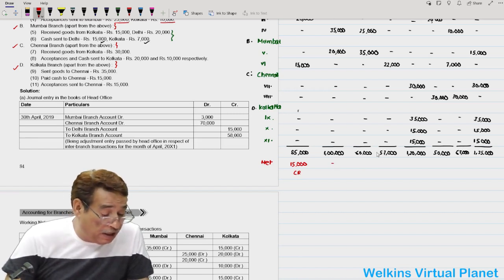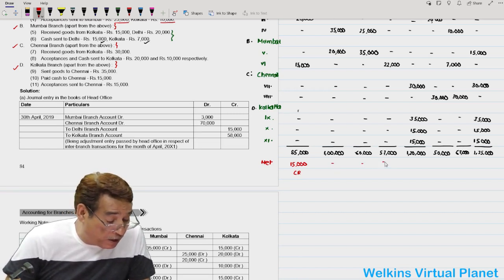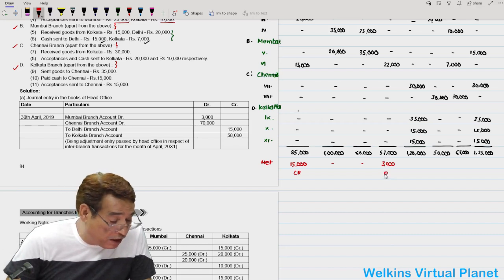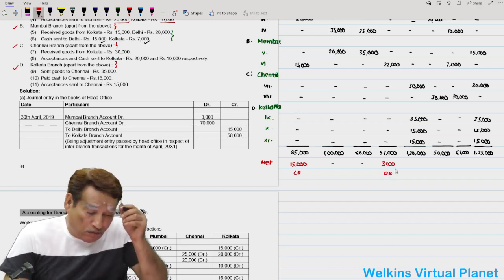Similarly, I will tell you now here, in case of Mumbai, there is balance which is appearing towards the credit side because debit side is more. This 3000 balance will be termed as debit balance. Is it clear to you?